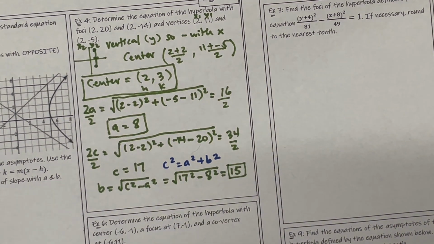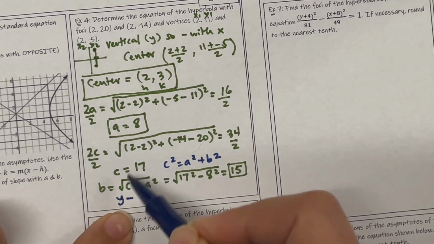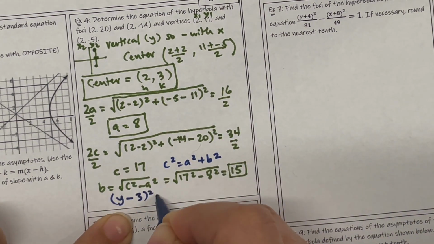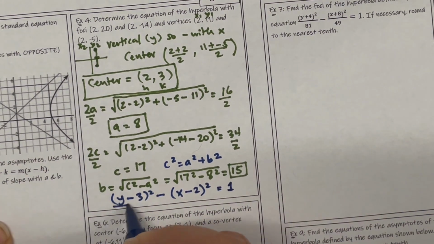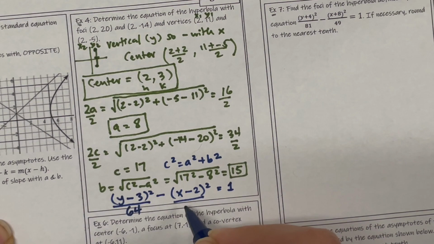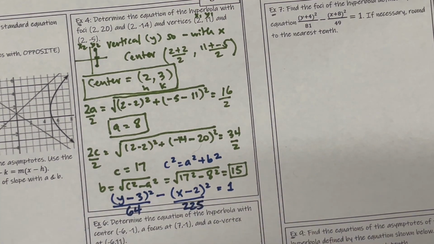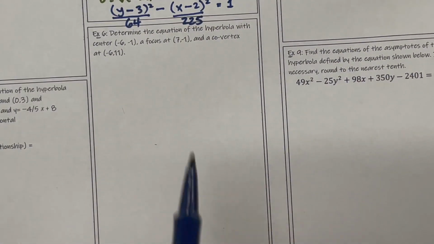My equation, remember, negative is with the x. So you're going to write (y minus k, which is 3) squared, minus (x minus 2) squared, all over, and a squared goes first, so that's 64, then b squared, which is 225. All right, we'll take a look at another example.